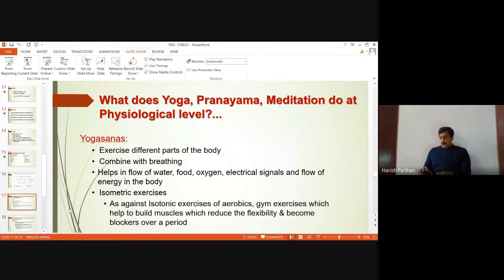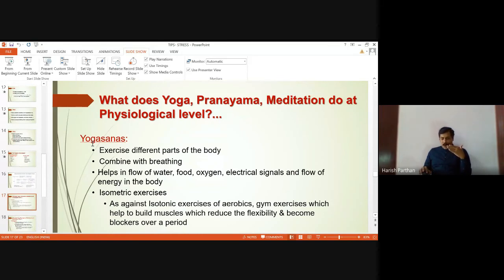Yeah. So this is what we got, right? Practicing yoga, pranayama, meditation, definitely it affects our system in a very good way. All right. See, basically, you have to move your body. Body is something that has to be moved. It cannot be kept in a comfortable position always.